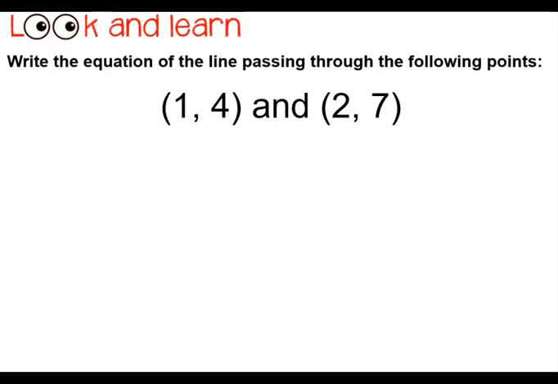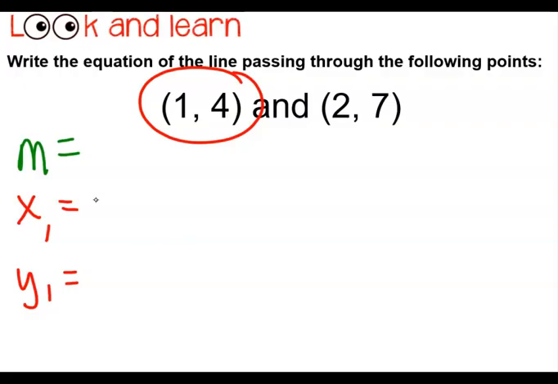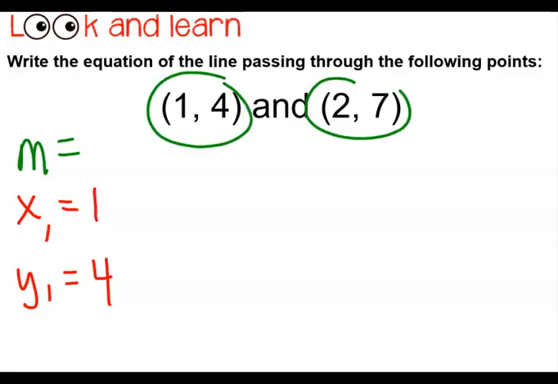In order to write the equation of the line, you need to know the slope, and you need to know one single x and y coordinate. We actually have two x and y coordinates, so we'll choose just one point, and it doesn't matter which one you choose. I'll choose this one here. So my x coordinate is 1, and my y coordinate is 4. Now I need to calculate the slope.